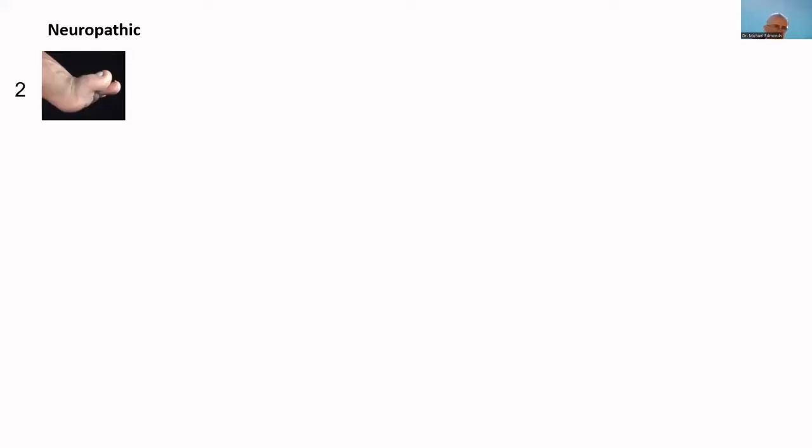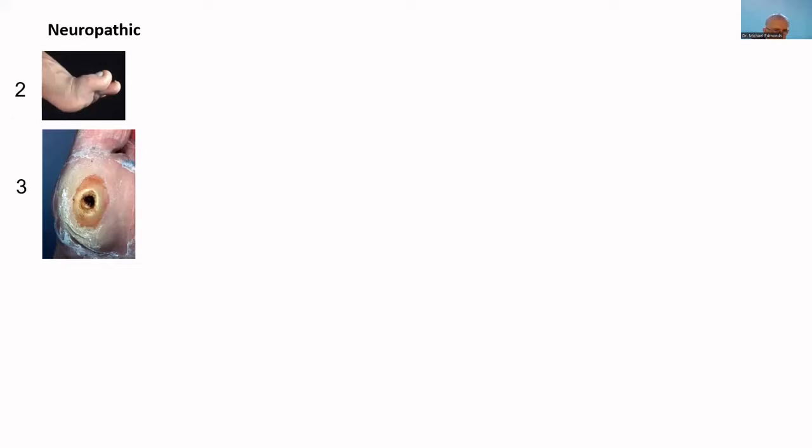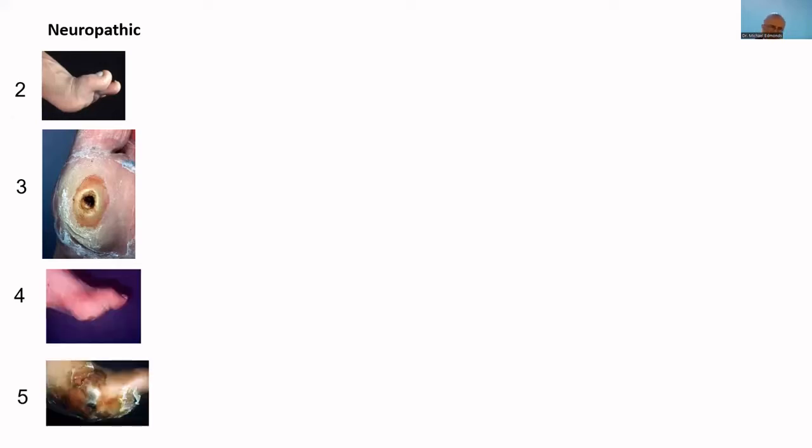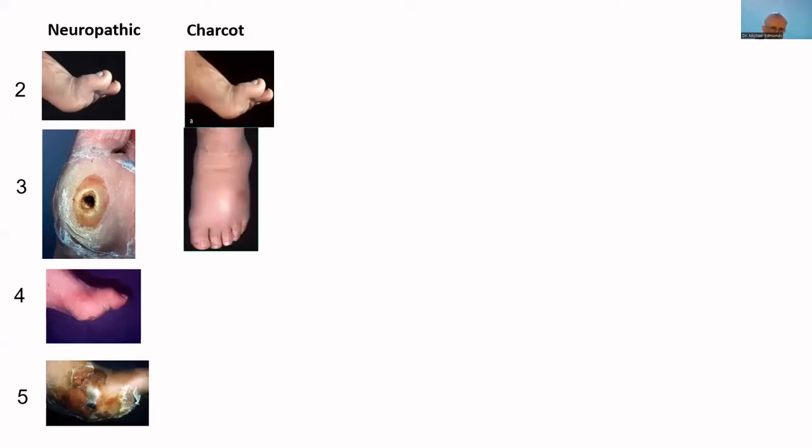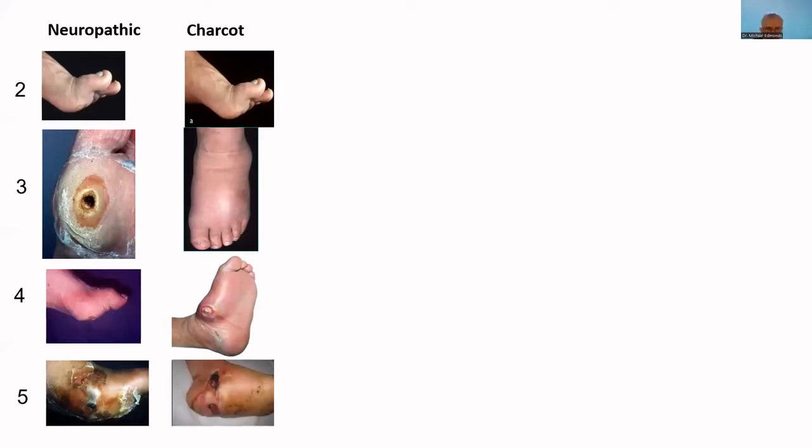The neuropathic foot, initially with this prominent metatarsal head, develops an ulcer, becomes infected, and then leads to infective necrosis and the risk of amputation. More rarely, the neuropathic foot, subjected to trauma, becomes a Charcot foot, the hot red swollen foot. If not immobilized, it will become deformed, ulcerated, infected, and again, infective necrosis.